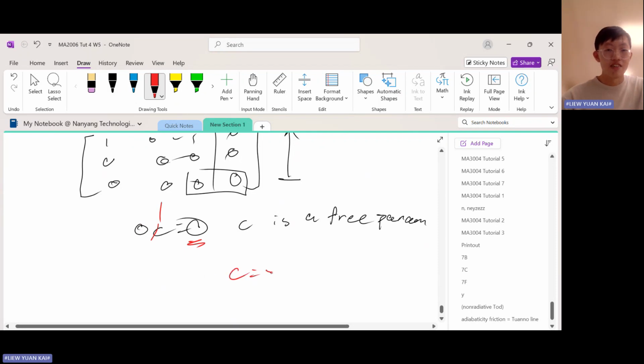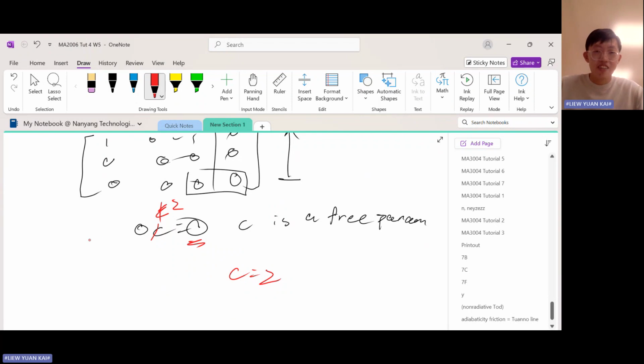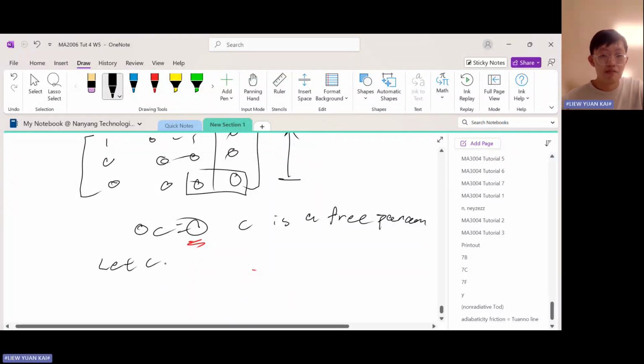Let's think when c equals 2. When c equals 2, it'll be 0 times 2 is equal to 0, still satisfied. Then continue this until c equals 1000, c equals 1 billion. You notice that for any value of c, this equation will still be satisfied. Therefore, c can be any number. So we let c be equal to t, where t is a free parameter.